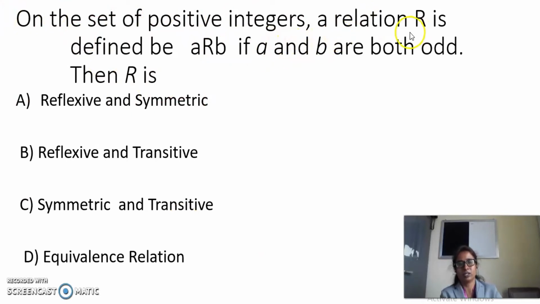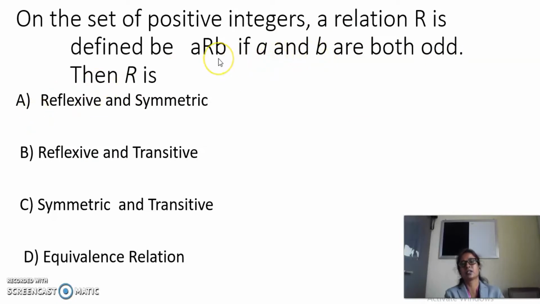See the next question. On the set of positive integers, the relation R is defined as A is related to B if A and B both are odd. Then the relation is. See what we have defined. R is a relation defined on the set of positive integers, say N. So R will be a subset of N cross N. It contains the ordered pairs of the form A comma B if A and B are both odd. Is it reflexive? 1 1 yes belongs to R because 1 is odd. 2 2 is not in R because 2 is not odd. A and B both must be odd. So it is not reflexive.